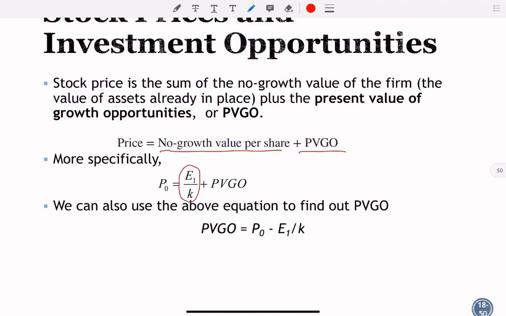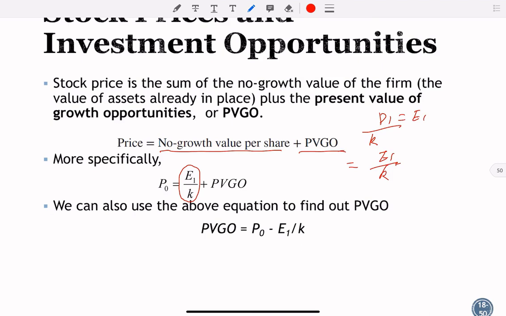Again, let me repeat. This no growth value comes from the dividend discount model, right? Because we are thinking about the no growth case, G should just disappear. And also because there is no new investment, earnings will be paid out as dividend, so D1 equals E1. This implies E1 divided by K gives us the no growth value per share.